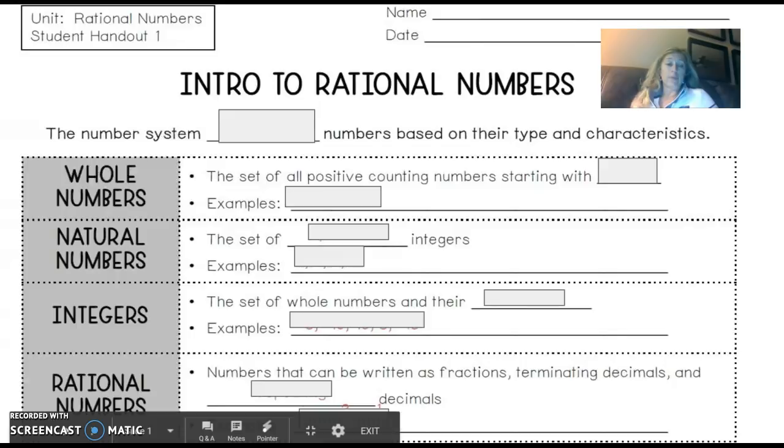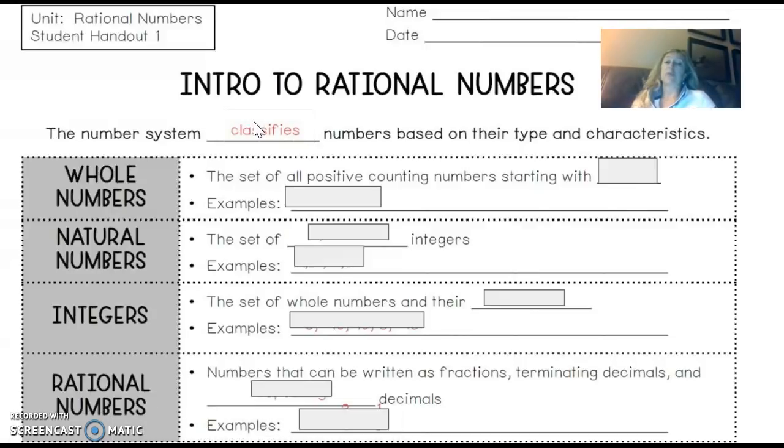And you probably recognize some of these phrases over here to the left side: whole numbers, natural numbers, integers, and now we're talking about rational numbers. So rational numbers is the number system that classifies numbers based on their type and characteristics. We classify things all the time. We classify shapes. We put like things together. It's the same thing here. We're putting like things together. I'm going to start with whole numbers here at the top.